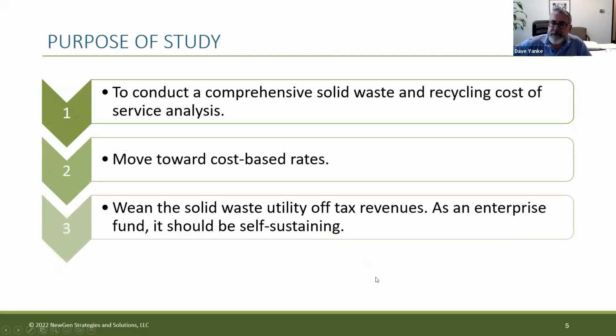The purpose of this study, the reason we were hired to conduct a comprehensive solid waste and recycling cost of service analysis, was to help you look at what it would take to move towards cost-based rates. The goal being to wean the solid waste utility off tax revenues. I will just mention in our background and experience, your solid waste utility is set up as an enterprise fund, so it should be set up so it is self-sustaining, funded by rates from all the different customers, so that those people that place a burden or use that solid waste utility pay for the costs associated with the utility. And I'll get into more detail on that here in just a minute.